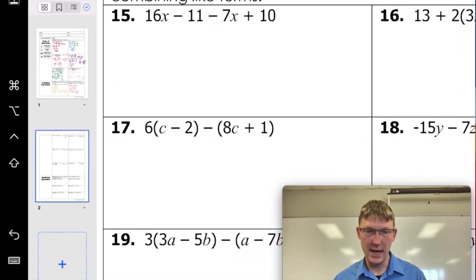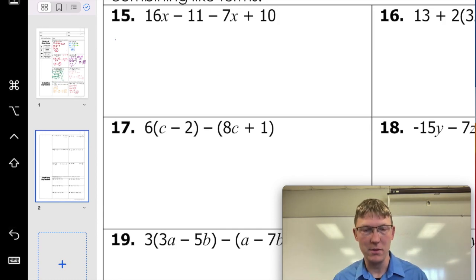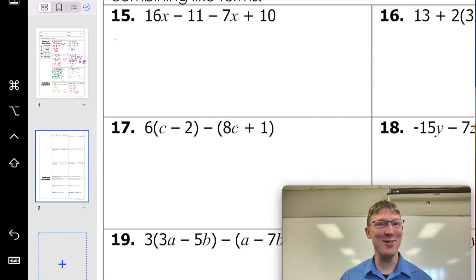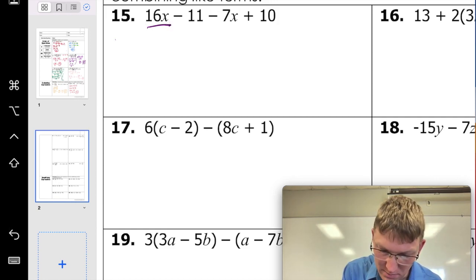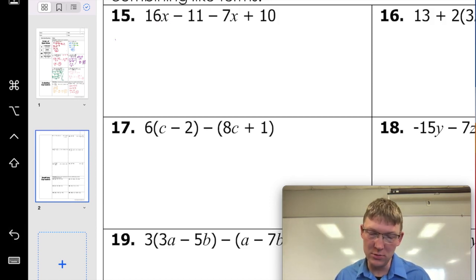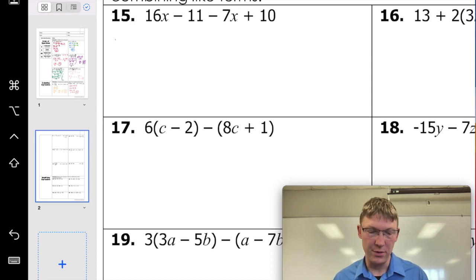Bam. Okay, so here we're at number 15. We are simplifying the expression. You will do this hundreds and hundreds of times in this class. So here we go, simplifying expressions. We've got 16x minus 11 minus 7x plus 10. I'm just going to do my normal process. It seems a little absurd at first, but when you have 3 x's, 4 y's, x squareds, and a bunch of other stuff, it starts to make sense.